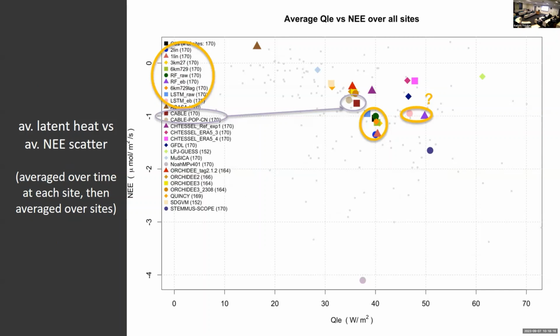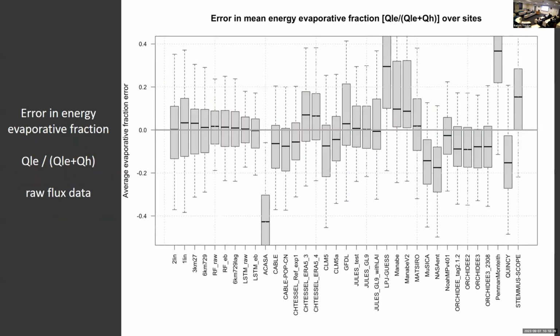So cable doesn't evaporate enough over all of these sites. JULES looks pretty good, centered where it should be centered. The empirical models are centered where they should be. If I go to energy balance corrected data, it doesn't change things a whole lot. So that's corrected, that's raw, that's corrected, that's raw.